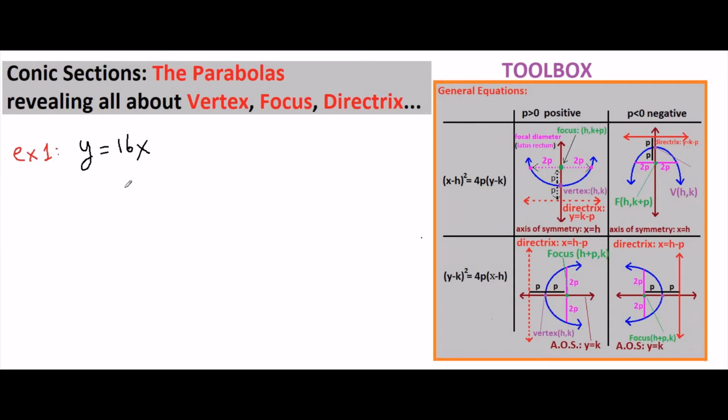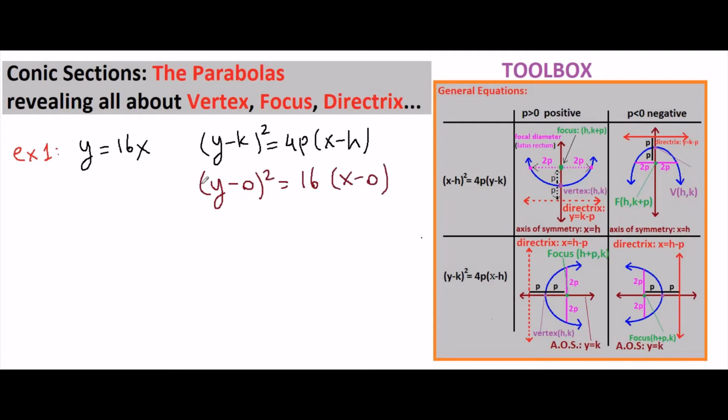Our example 1 is y squared equals 16x. This equation is in the form of y minus k squared equals 4p times x minus h. So let's put our equation in this form. So y minus 0 squared equals 16 times x minus 0. So our 4p value is equal to 16. Our vertex is negative h comma negative k. So this is our negative h, this is our negative k value. So 0 comma 0.